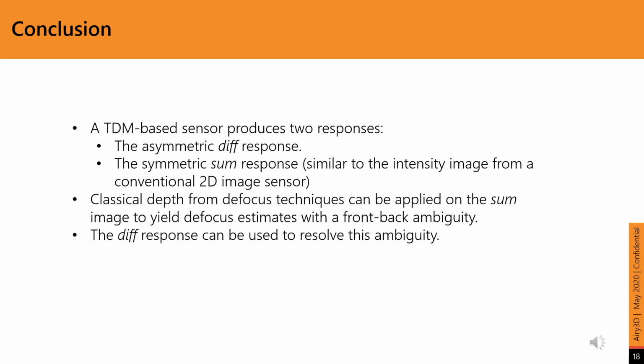In this work, we show how a TDM can change the response of a system from symmetric to asymmetric. We show how we can decouple the asymmetric response introduced by the TDM and the symmetric response of the system as the diff and sum responses respectively. Traditional DFD methods can then be applied to the sum image to produce defocus estimates with a twofold front-back ambiguity, which can then be resolved using the asymmetric diff response.